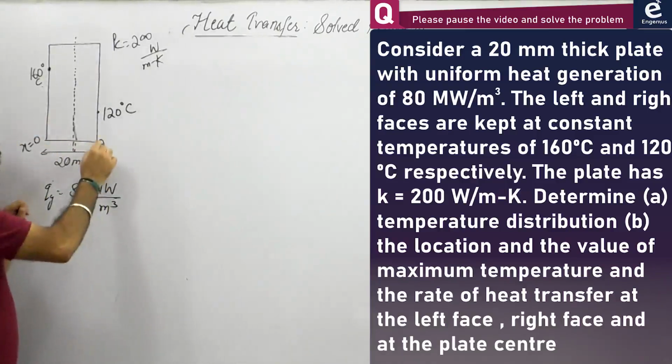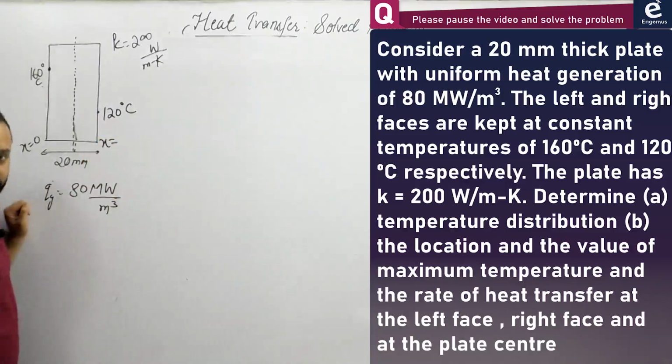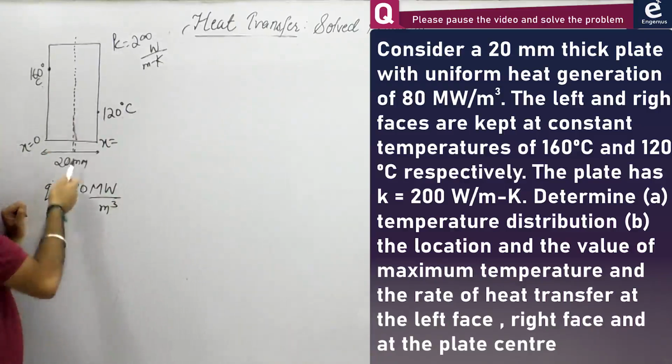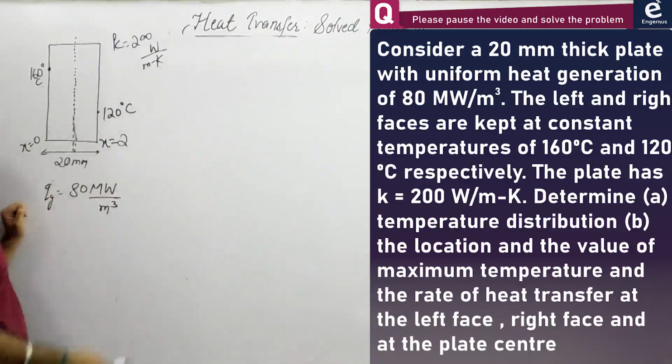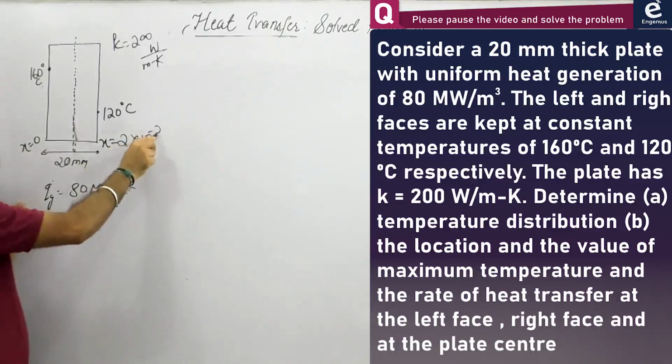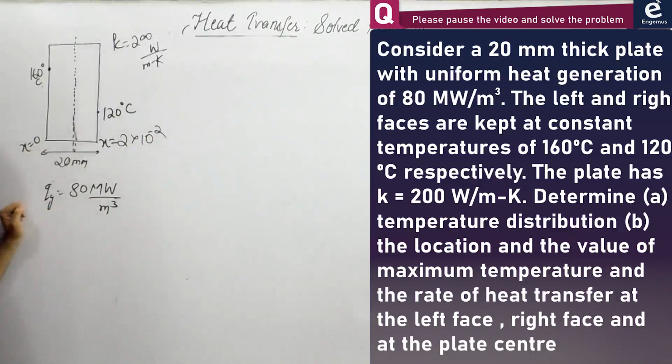And this as x equal to what should I write here, 20? No, because you can see here everywhere it is meter, and this is in millimeters. So 20 into 10 power minus 3, that becomes 2 into 10 power minus 2. ठीक है, so please be careful about this.